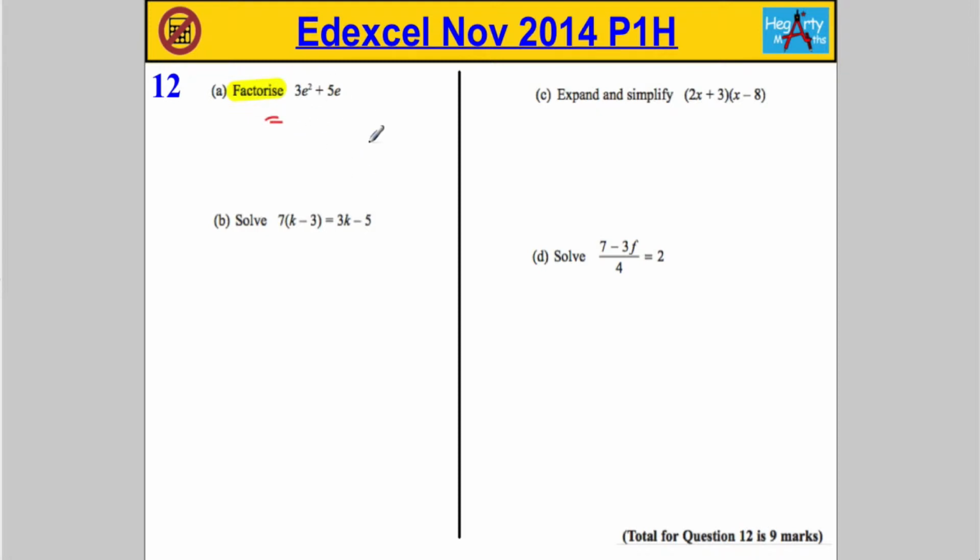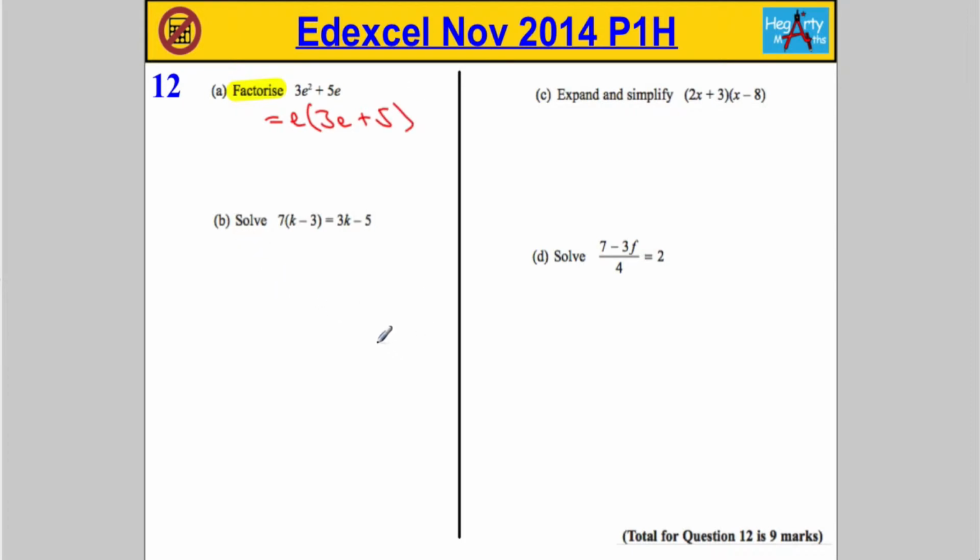If it said factorise fully, we'd need more than one factor, so it could be a number and letter or a combination of letters. In this case, we're just going to factor out something that's common to both terms. 3e squared plus 5e. The common term is going to be e. So I'm going to factor out e. I need to do e times 3e to make 3e squared, plus e times 5 will give me the 5e.